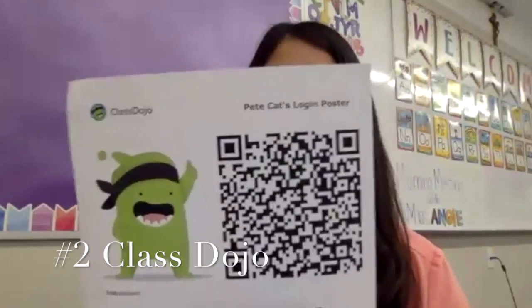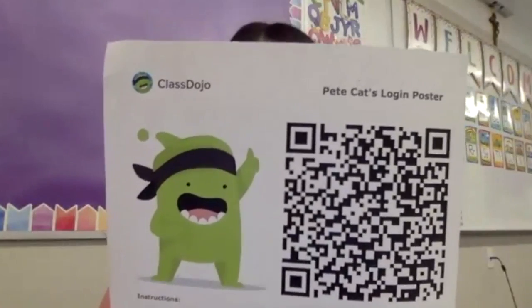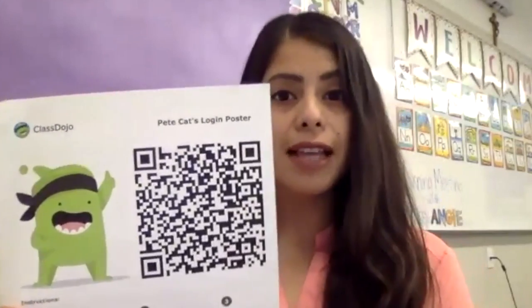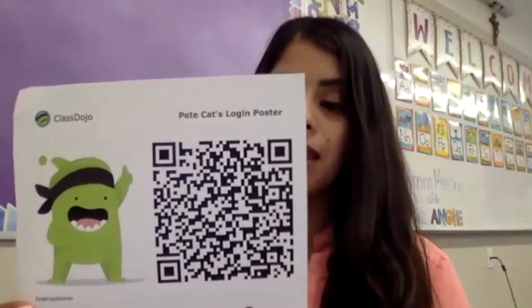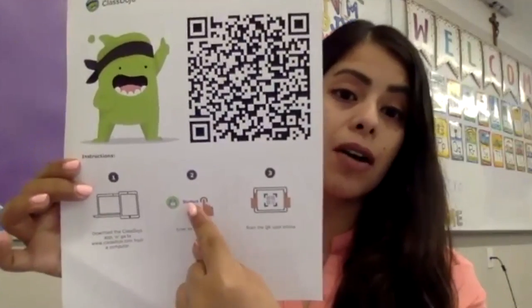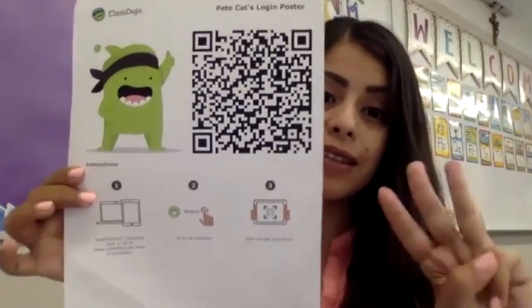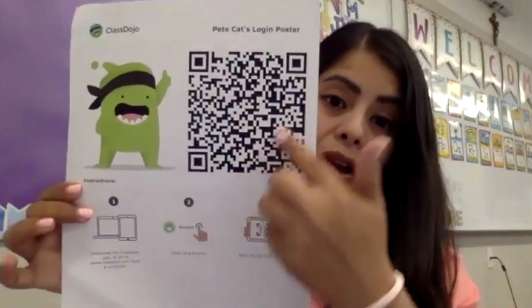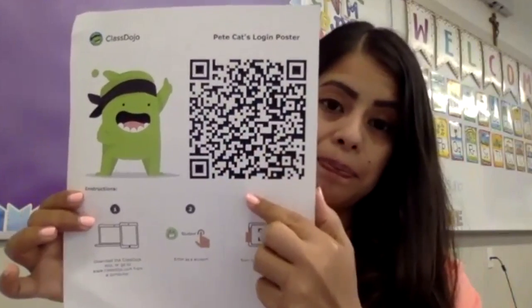With this scan code, you can access our Class Dojo portfolios. Step 1 is you download the Class Dojo app on your phone, or you go on a computer and you go to www.classdojo.com. Step 2, once you're on the computer or on Class Dojo, you're going to click on Student. Step 3 is with your iPad or with your phone, you're going to take a picture of this scan code. Once you do that, you are going to access your Class Dojo portfolios.